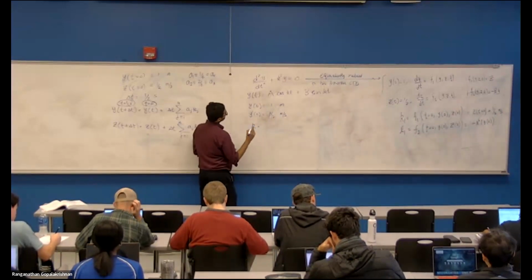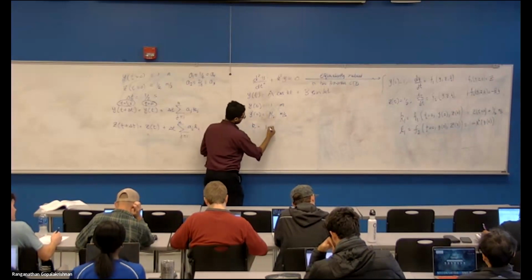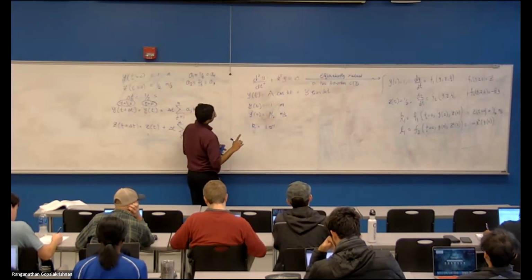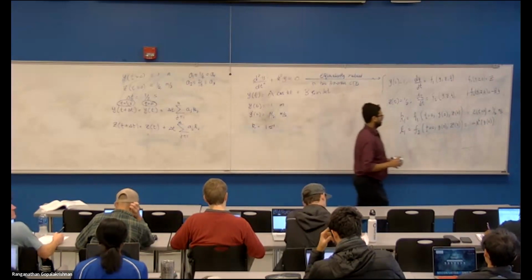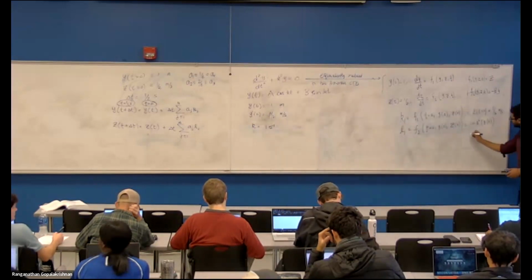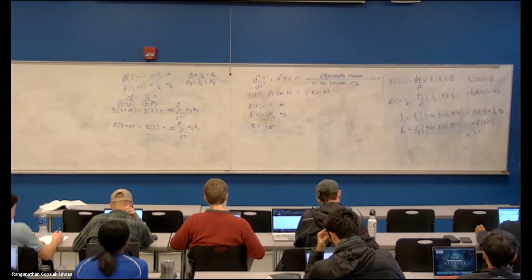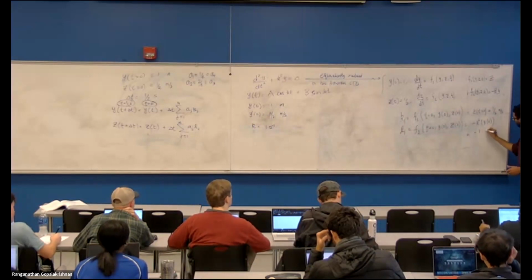K should be 1 per second, correct? Yeah, 1 per second. So that this is simply minus 1 meter per second squared.